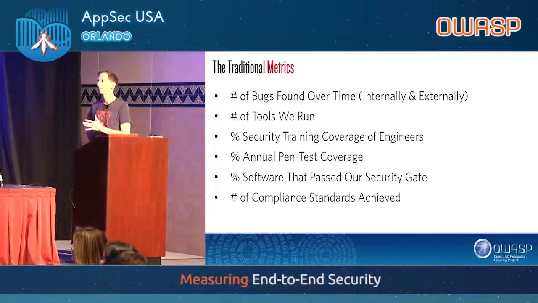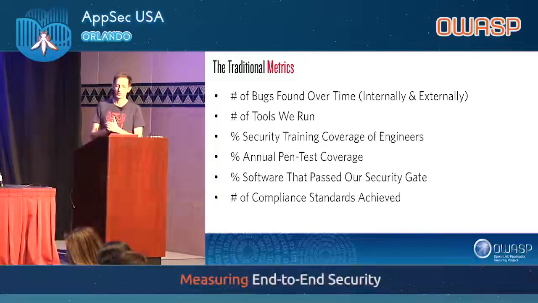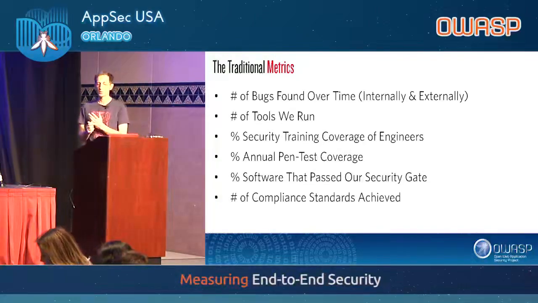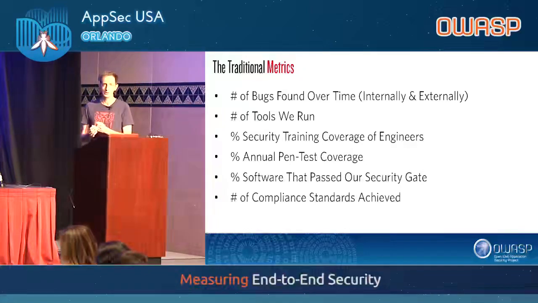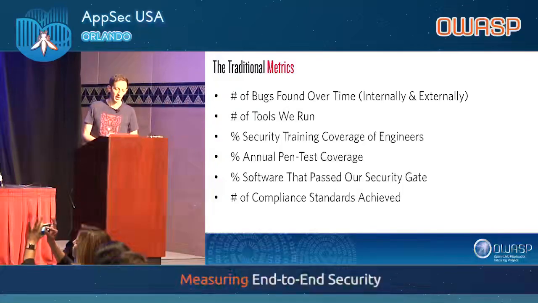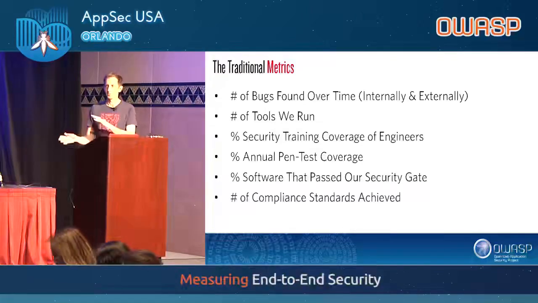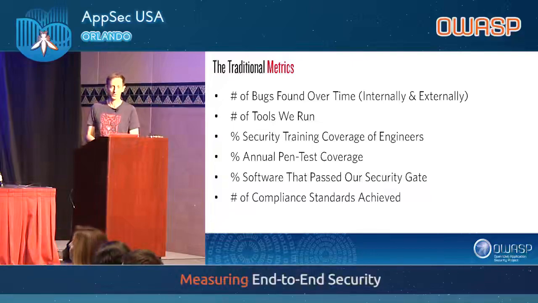The traditional metrics when we came in and started discussing this were the number of bugs found over time, say in a quarter or a year. We talked about the number of tools that we were running. And then we talked about what percentage of training coverage for engineers, annual pen test coverage, software that passed our security gate, or really it's a license to release to production since we don't block it, and the number of compliance standards that we've achieved.